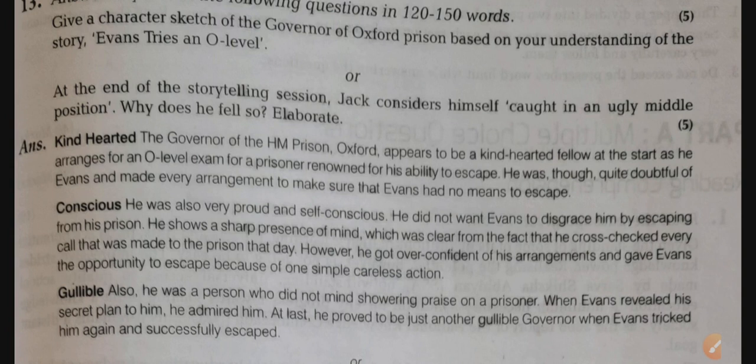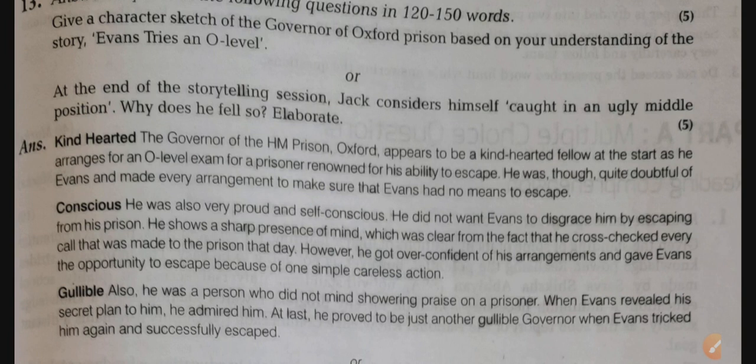Conscious. He was also very proud and self-conscious. He did not want Evans to disgrace him by escaping from his prison. So he shows a sharp presence of mind, which was clear from the fact that he cross-checked every call that was made to the prison that day. However, he got overconfident of his arrangement and gave Evans the opportunity to escape because of one simple careless action. Alright, so he was conscious and self-conscious that yeah, I am of a helpful nature, but he was also keen to do his duty properly. So he made all kinds of arrangements so that Evans could not escape.